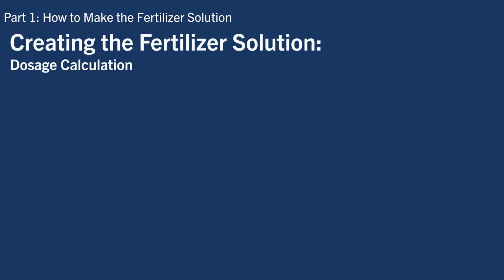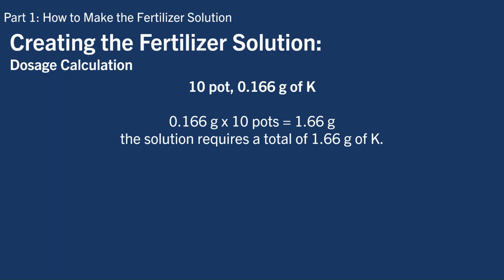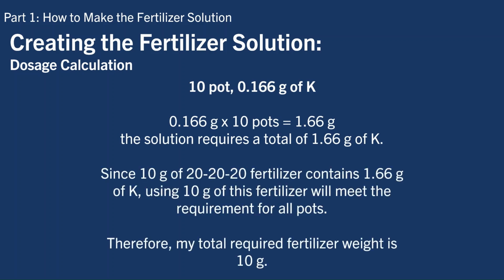We can also determine the correct dosage based on the number of plants. For example, I have 10 pots and I want each plant to receive 0.166 grams of potassium. By multiplying 0.166 grams by 10 pots, we find that I'll need a total of 1.66 grams of potassium. As calculated earlier, 10 grams of 20-20-20 fertilizer contains exactly 1.66 grams of potassium. Therefore, on the basis of potassium alone, my total required fertilizer weight for all 10 pots is 10 grams.